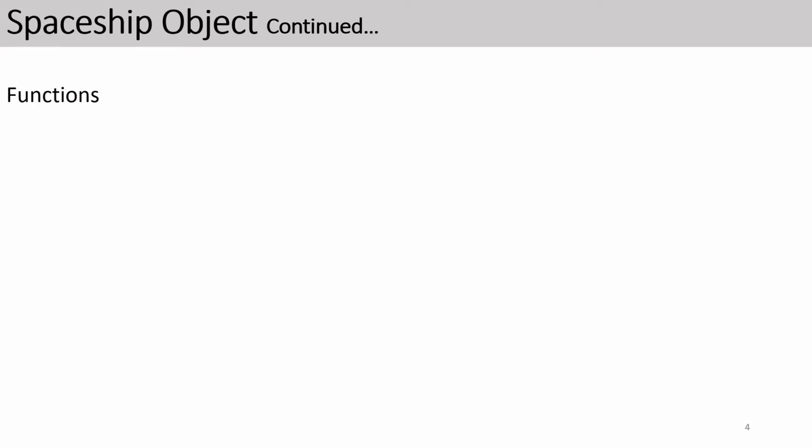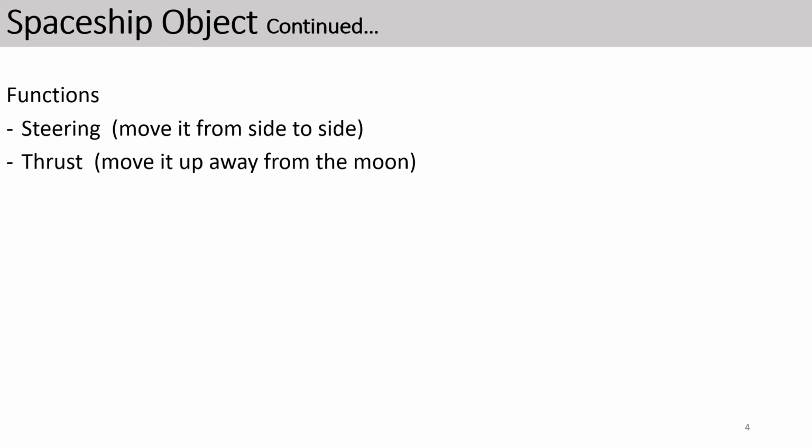The spaceship object is going to have three functions: steering, to move it from side to side; thrust, to move it up and away from the moon; and gravity, to pull it down toward the moon.